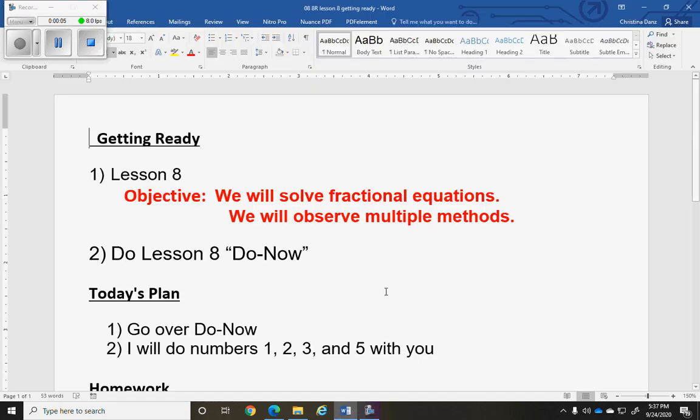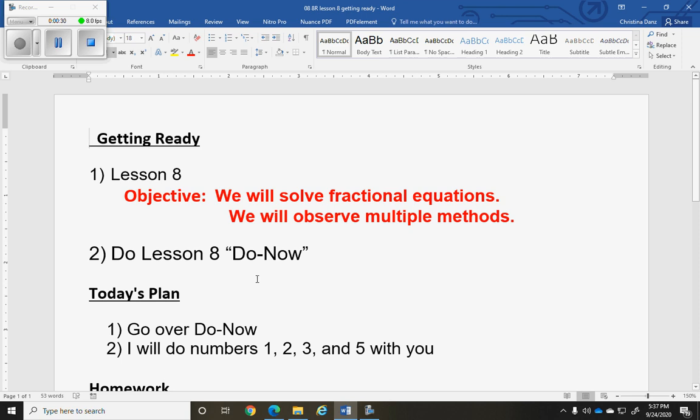Here's you getting ready. You have to write down that objective that we're going to be solving fractional equations. And we will observe multiple methods. So in the end, you kind of get to choose the method you like best. Because when we're dealing with fractions, there's a few different ways of approaching it. So whatever makes you feel most comfortable, as long as you're following mathematical procedures, that will be great.